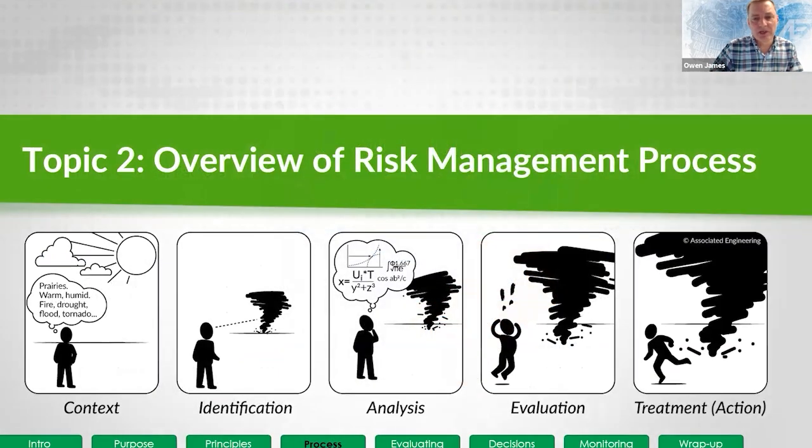So let's think about what that risk management process is. And we're going to draw this straight from ISO 31000. And we'll go into this in a bit more detail, but fundamentally it's this. We live in a particular environment, and we have some sort of broad understanding around what some of the issues are, what some of the environmental factors are. So here we are in the prairies, warm, humid, fire, drought, flood, tornado. We're not having a conversation around sea level rise. Let's put it that way. So we're thinking about what our context is.